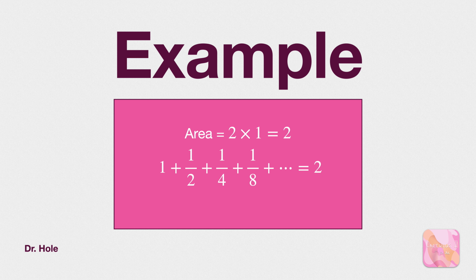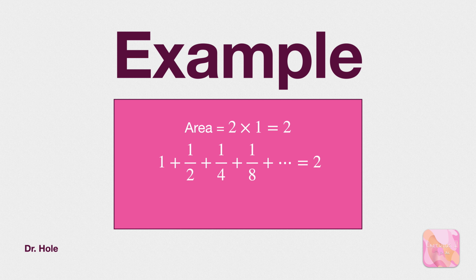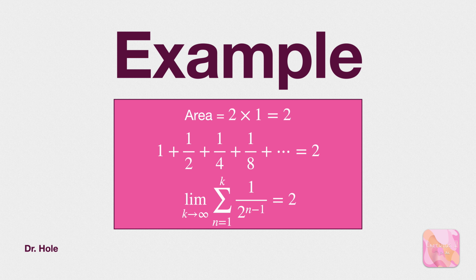All right, so the summation on the left represents an infinite series, and the quantity on the right represents its limit. Alternate notation for this would be to say that we're taking the limit of the kth partial sums. Note the summand is 1 over 2 raised to the n minus 1. And that's just notation for 1 over 2 raised to a power, where the power begins at 0.